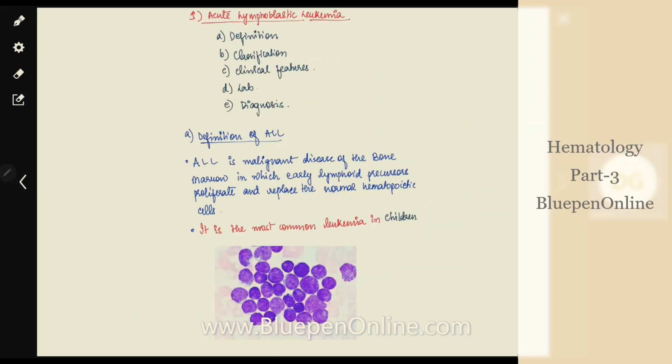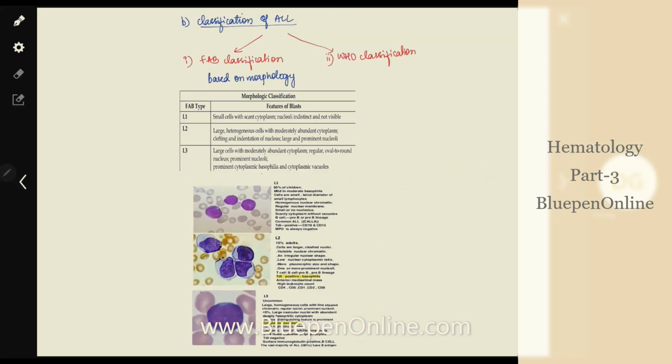So acute lymphoblastic leukemia, we will deal with it under the following topics: definition, classification, clinical features, laboratory investigations, and diagnosis and management. So definition of acute lymphoblastic leukemia. ALL is a malignant disease of the bone marrow in which early lymphoid precursors, that is your blast cells, proliferate and replace the normal hematopoietic cells. It is the most common leukemia in children.